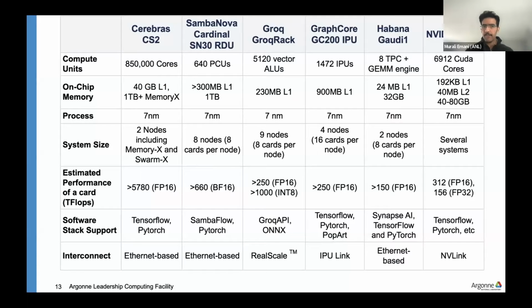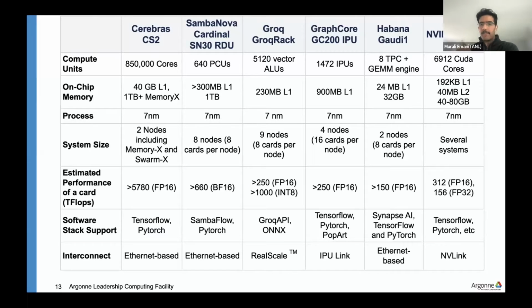Here is a table which shows the hardware and software support for each of the systems. We have also included Habana Gaudi one, but the first 4 machines are available for production use. The quick takeaway from this table is that each of the systems is totally different from one another. Either it has a massive amount of compute cores or a large memory capacity per accelerator, and they're different from what we are used to running on, for example, the NVIDIA-based systems.